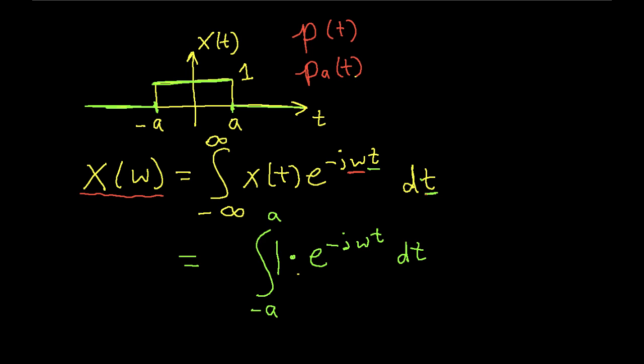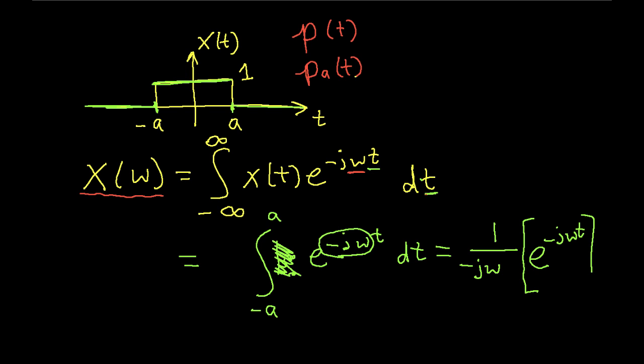And to make things a little easier, since we're multiplying by 1 here, we'll just cross that out. We don't want it to get in the way. Okay, so now I can work this integral. I'm just integrating an exponential over a finite range. This is a fairly straightforward integral. So I have 1 over negative j omega, that's this constant out here in front of the t in the exponential, and then I will evaluate e to the minus j omega t going from negative a to a.